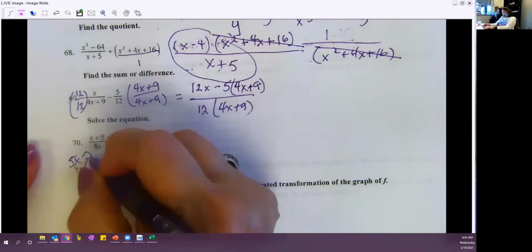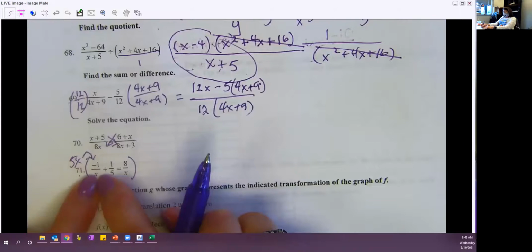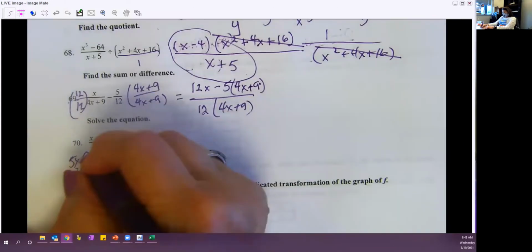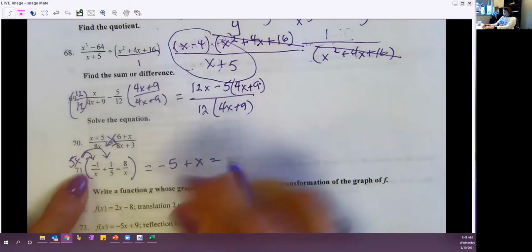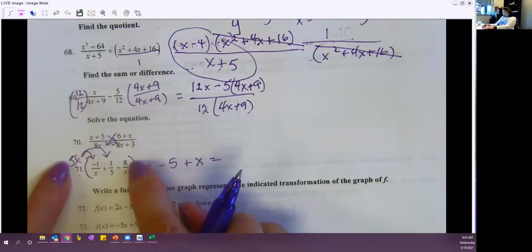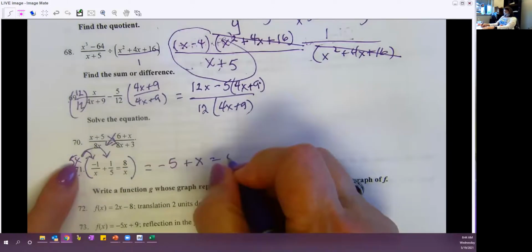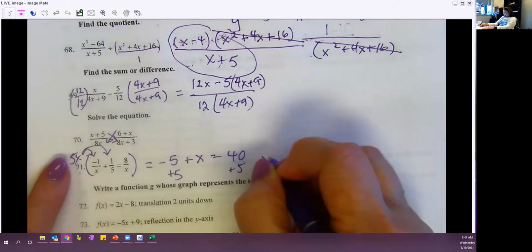So when you distribute it, 5x times negative 1 over x, the x's cancel, and you get negative 5. When you distribute it, 5x and x cancel, and you get plus x. When you distribute it here, 5x times 80, the x's cancel, and 5 times 8 is 40. And then you just add the 5. So x is equal to 40.